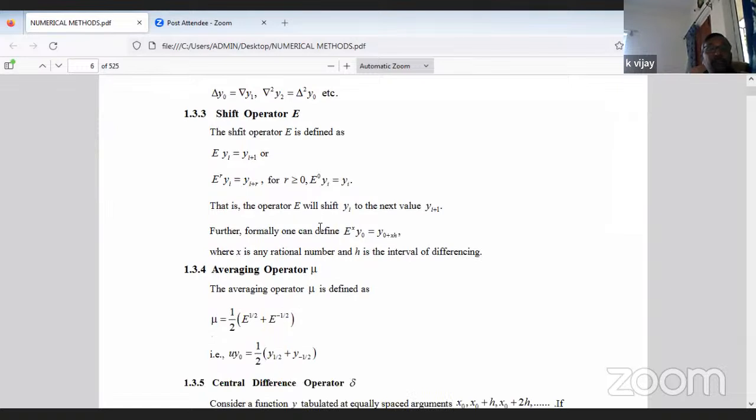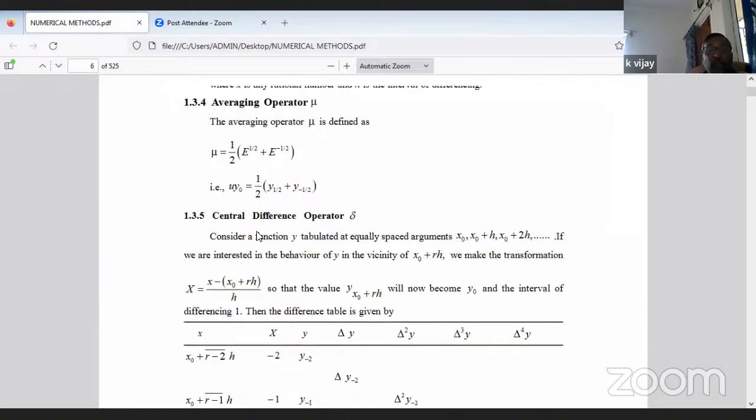Shift operator. The shift operator E y i is equal to y i plus 1, E power r y i is equal to y i plus r, r greater than 0, E power 0 y i is equal to y i. So E shifts to the next value y i plus 1, where h is the interval difference. Averaging operator mu is equal to 1 by 2 times E power 1 by 2 plus E power minus 1 by 2. So mu of y0 is 1 by 2 times y 1 by 2 plus y minus 1 by 2.